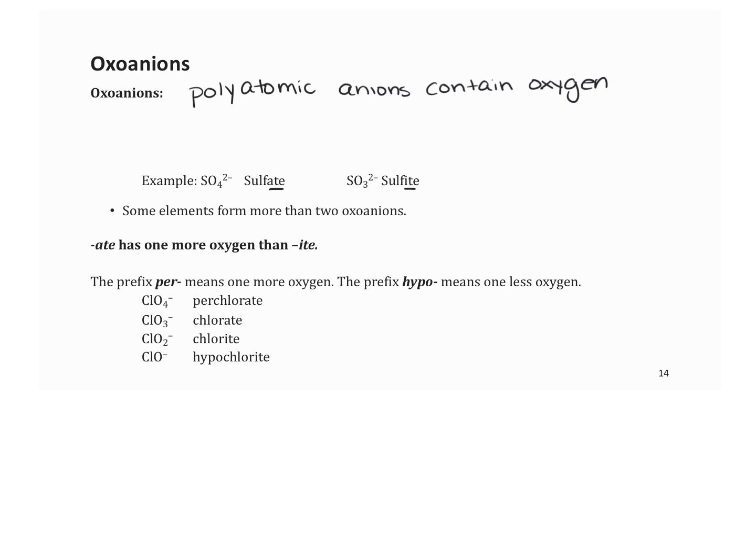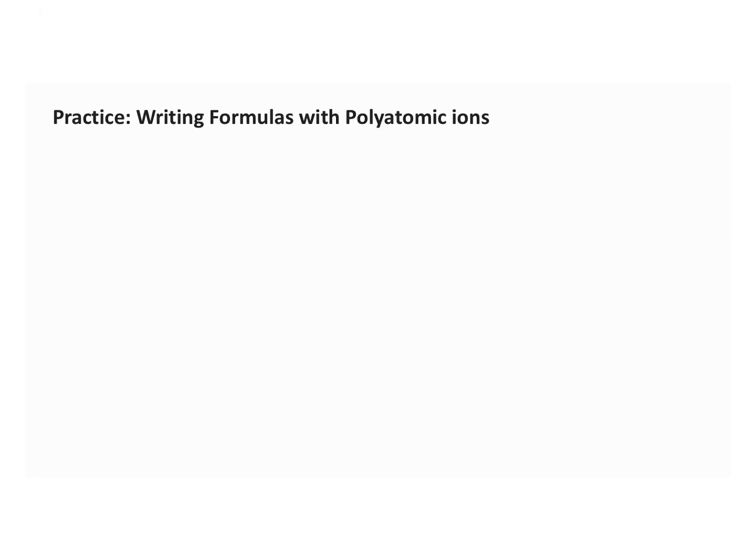So look at this. You have chlorite, chlorate, which has one more. And then if you've got a per, it means you've got even one more. And then hypo means one less. And so you can see there's one less oxygen here. So we can also use our knowledge of prefixes to help us. So let's practice naming some of these guys.